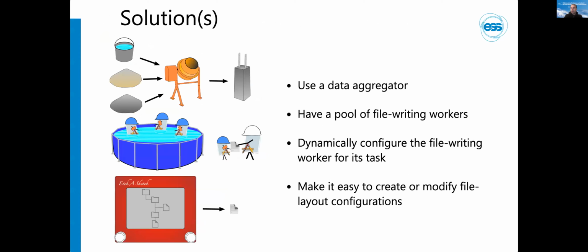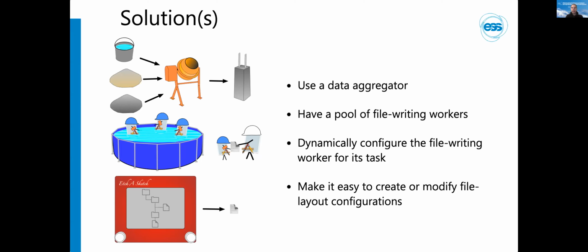So the solution that we've decided on is that we want to use a data aggregator, because that gives us some flexibility in handling the data and basically running many simultaneous writing jobs, because the data aggregator gives us a bit of a buffer in terms of how quickly we need to handle the data. We don't necessarily have to do it in the instant that the data is made available.